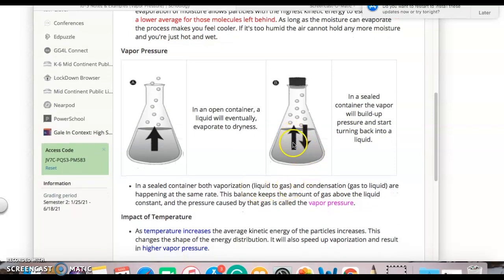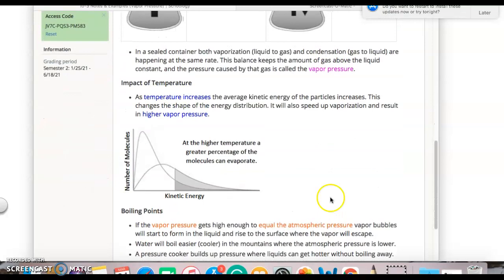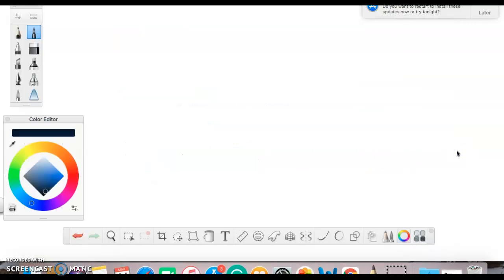And so the balance between the gas evaporating and condensing causes that pressure, and that is vapor pressure. So what does temperature have to do with vapor pressure? Well, as temperature increases, the average kinetic energy of the particles will also increase. This will change the shape of our energy distribution, and that will eventually speed up vaporization, which leads to a higher vapor pressure. So here, this graph, which I will draw out.